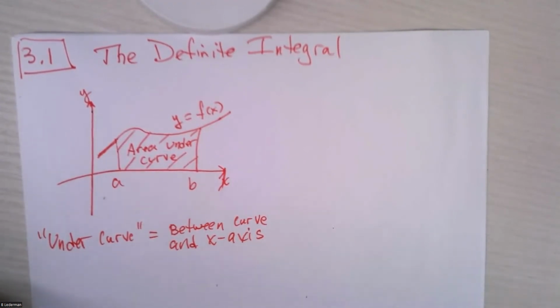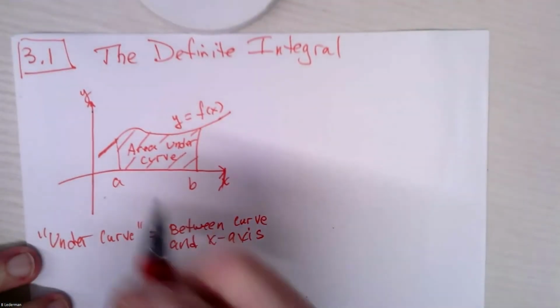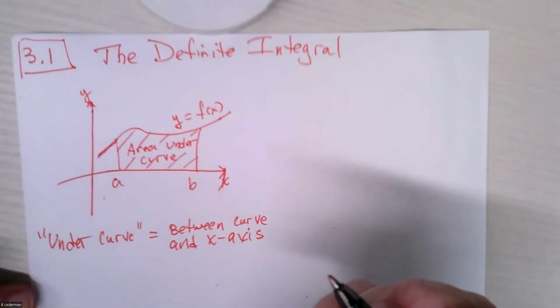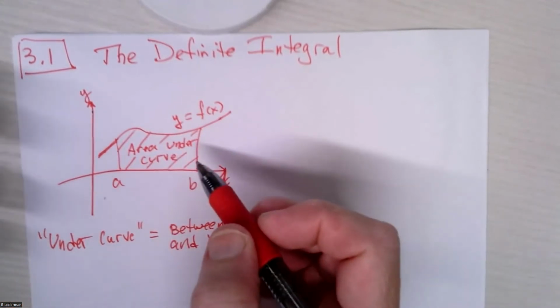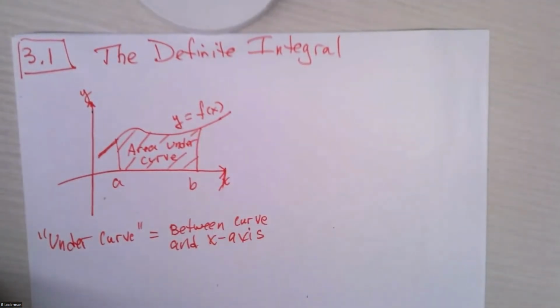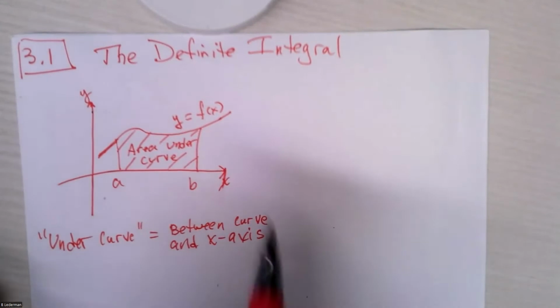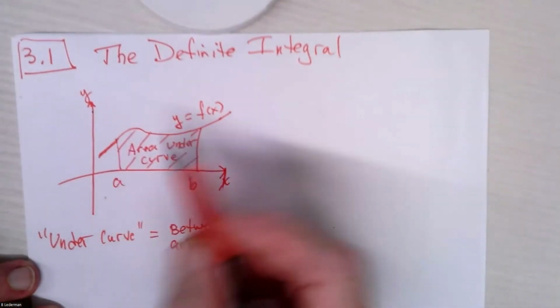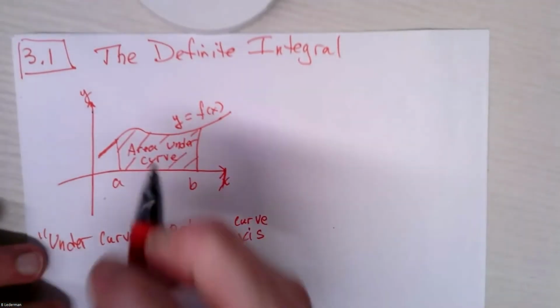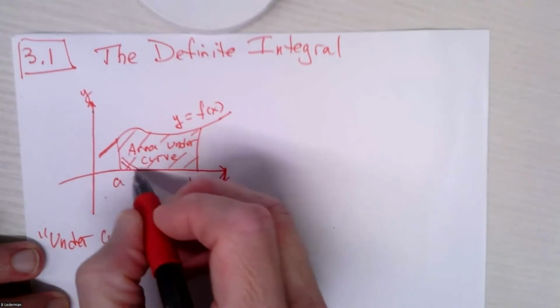And finding area, that's something we always did in geometry. I know a formula for a triangle, I know the formula for the area of a rectangle. I don't know a formula for the area of some random curve. And that's the problem.